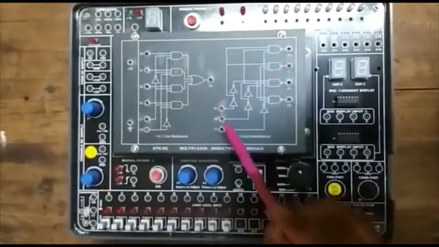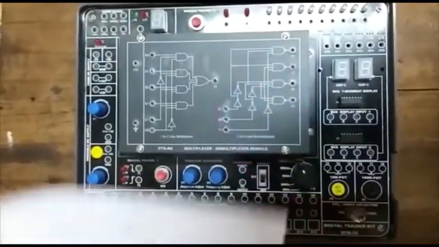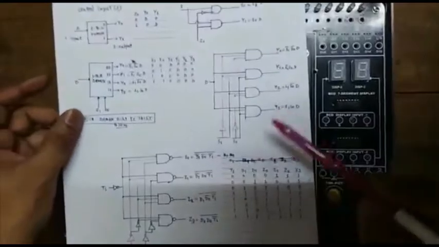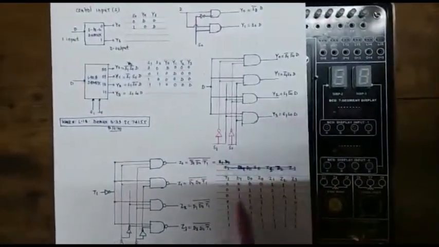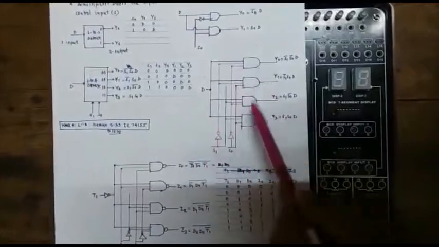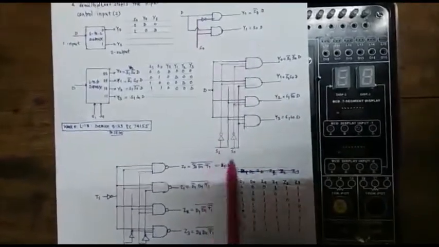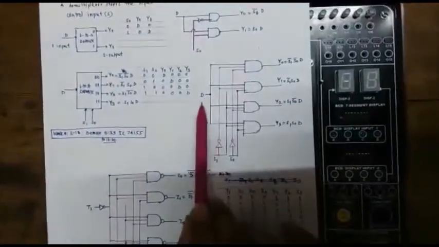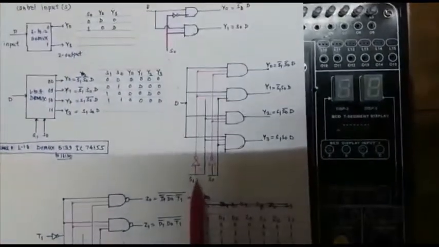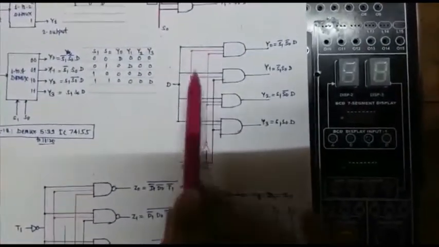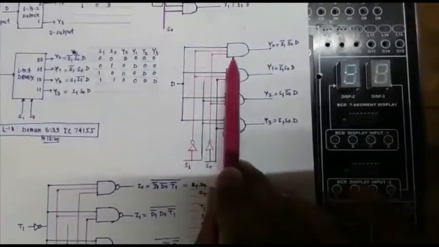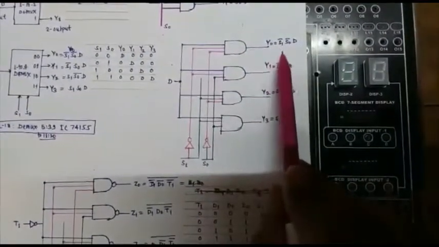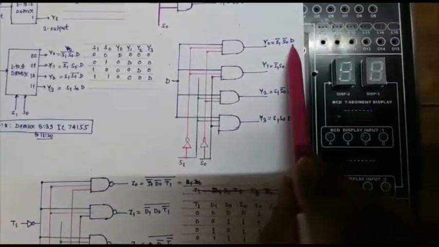Now before going into detail on this circuit, first we will see this circuit. Here in this circuit it is somewhat different. Here these are the AND gates. Here S1 S0 are the select lines, D is the input. Now here you can see this S1 bar over here, S0 bar over here, so the output Y0 is S1 bar S0 bar into D.